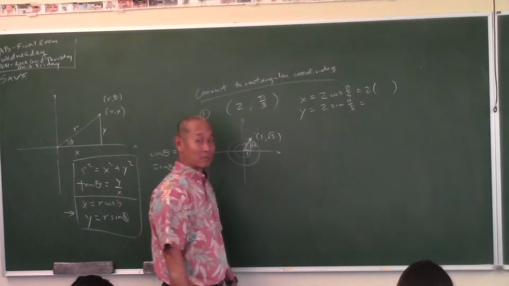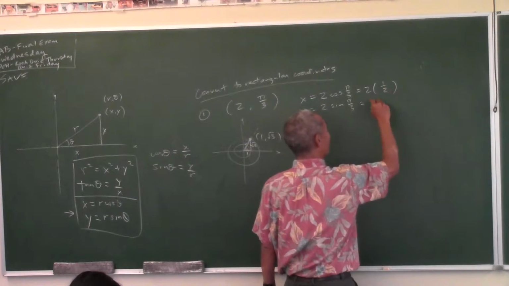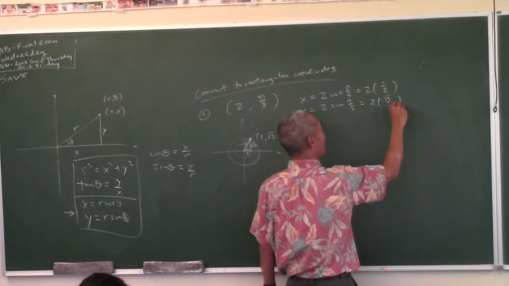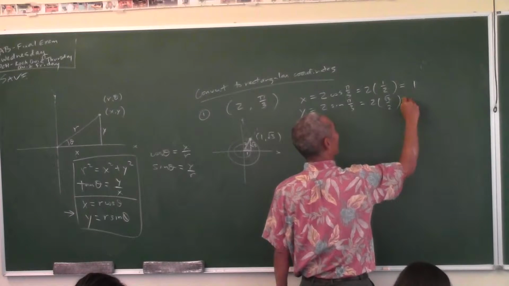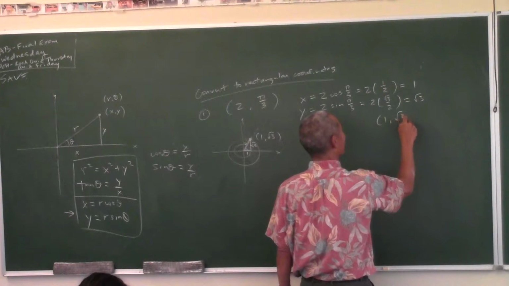We need another speed quiz? Do we? It's a half. What is sine of pi over 3? Root 3 over 2. Multiply by 2, the 2's cancel out, so you get 1. The 2's cancel out here, so you get radical 3. So you get 1 comma radical 3 as your answer.